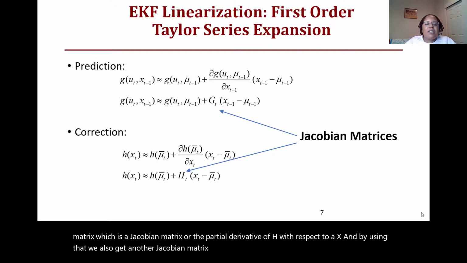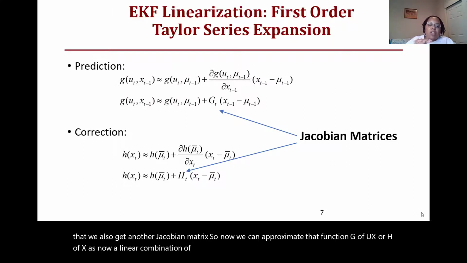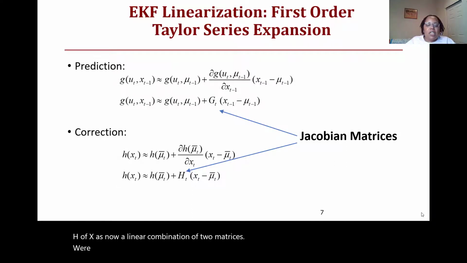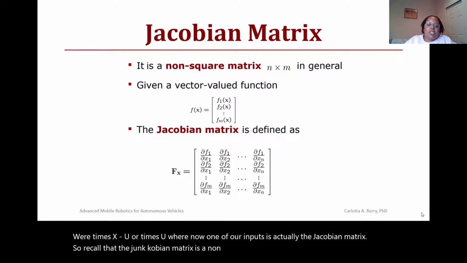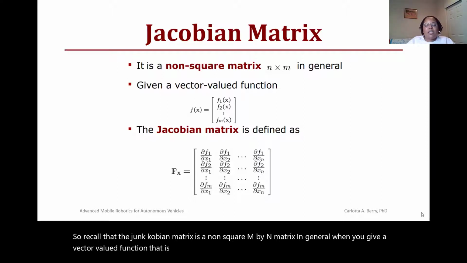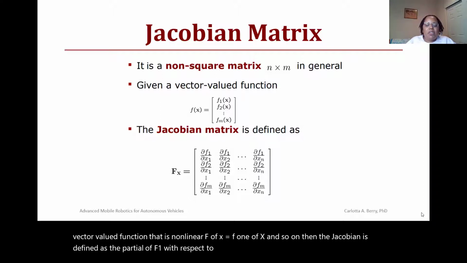So now we can approximate that function g of u, x or h of x as now a linear combination of two matrices, times x minus mu, where now one of our inputs is actually the Jacobian matrix. So recall that the Jacobian matrix is a non-square n by m matrix in general. When you give a vector valued function that is nonlinear, f of x equals f1 of x and so on, then the Jacobian is defined as the partial of f1 with respect to x1, the partial of f1 with respect to x2, and so on as shown here.